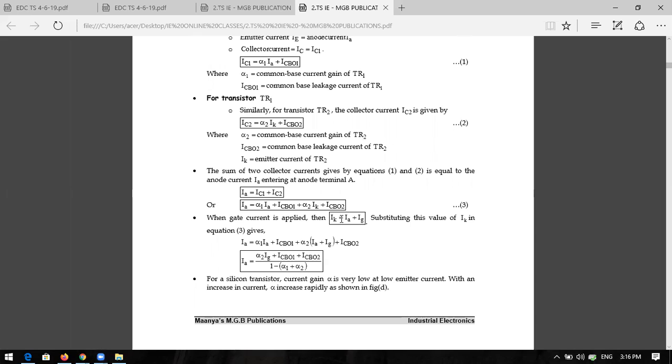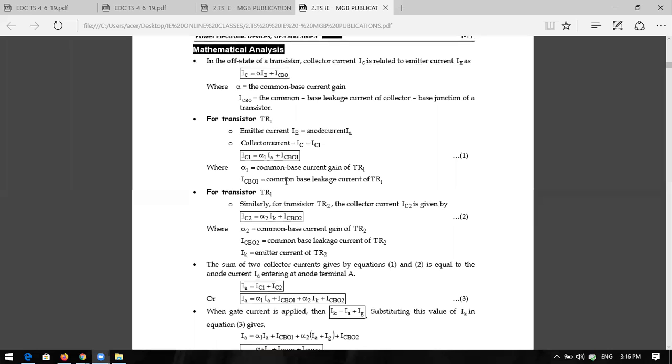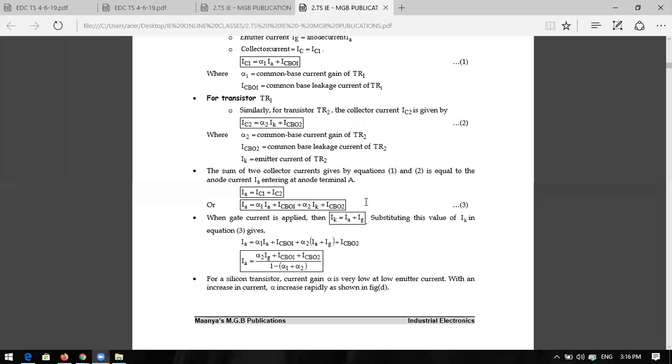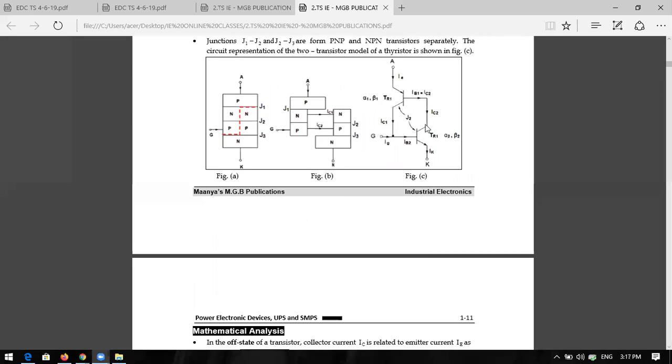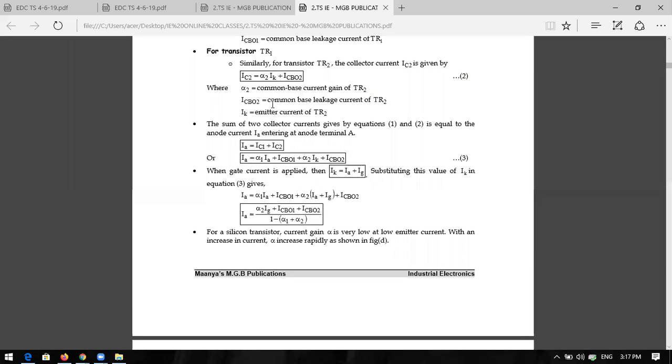Similarly, for transistor T2, this is not TR1, it is transistor T2, change this. IC2 equals alpha 2 into IK plus ICBO2. What is IA? IA equals IC1 plus IC2. If you see this diagram, IA is equal to IC1 plus IC2. So substitute these equations and you will get the overall equation.